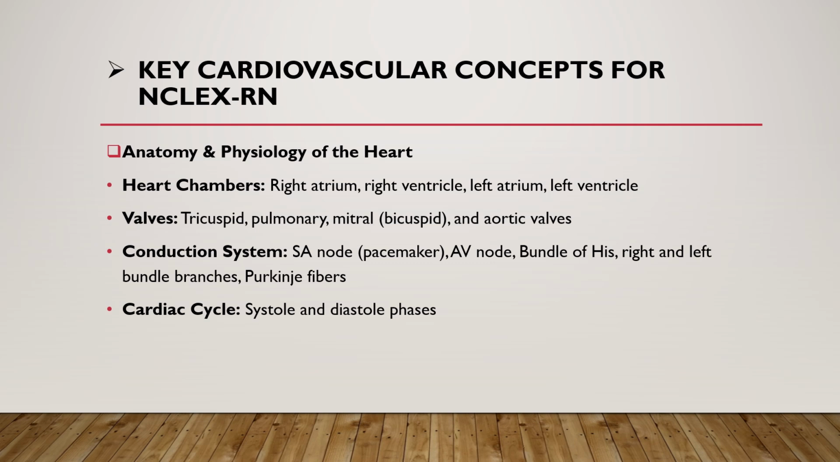The conduction system starts from the SA node, which is the pacemaker of the heart, then goes to the AV node, bundle of His, right and left bundle branches, and then Purkinje fibers. The cardiac cycle has two phases, systole and diastole.